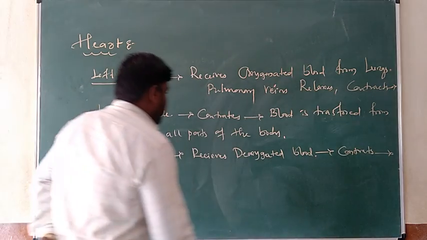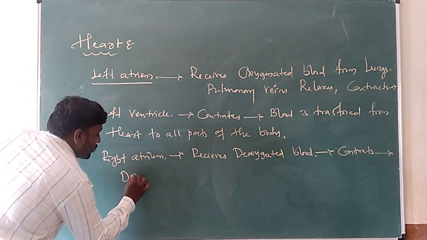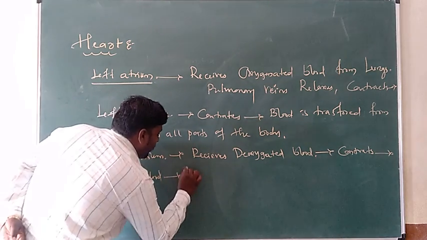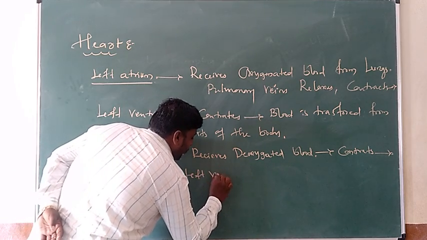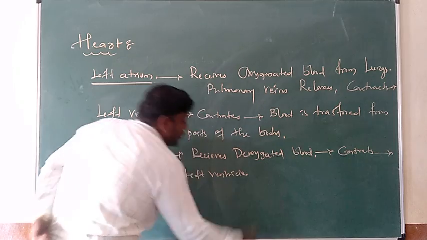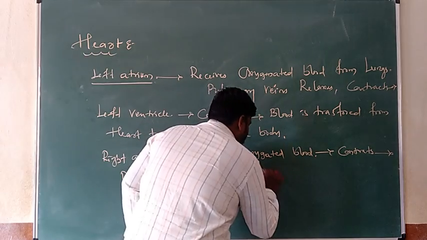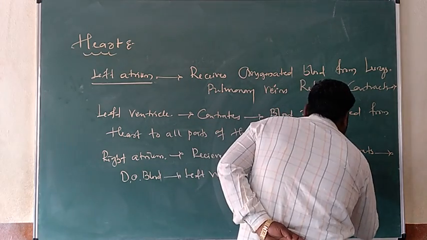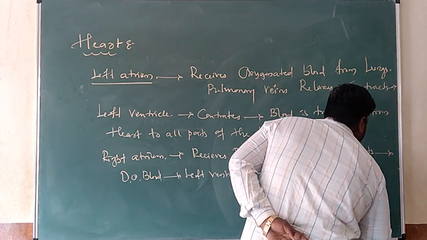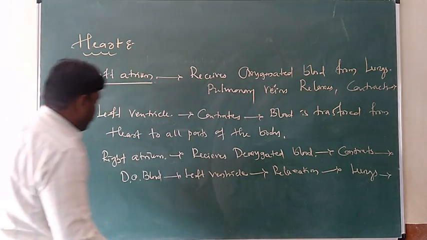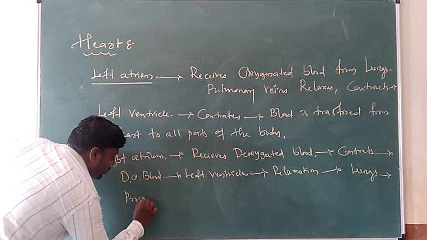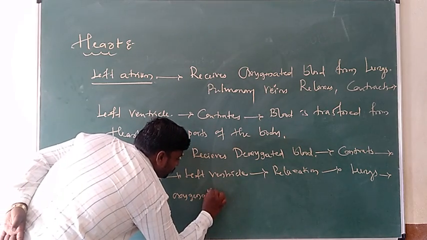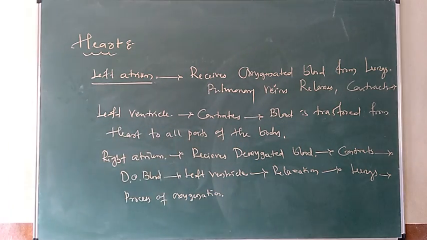Then deoxygenated blood enters where? In the right ventricle. Yes, here the process of relaxation takes place. Then the blood is transferred where? To the lungs. Why? For further oxygenation. This is the pumping action of the heart.